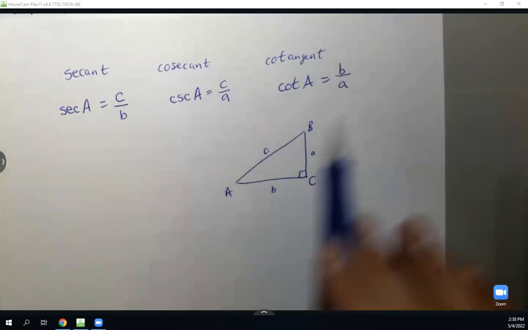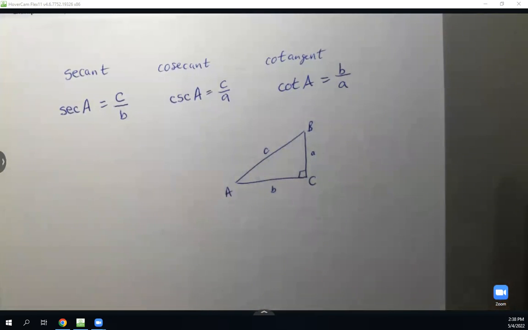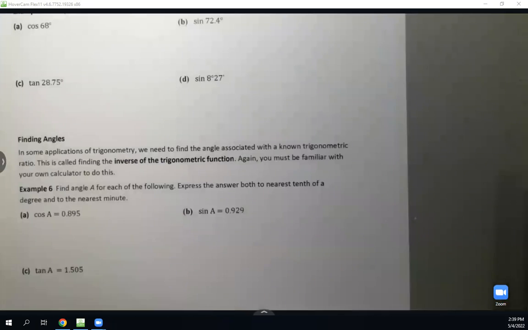There's no great benefit to those because they're just the reciprocals of ones we already have. In a trigonometry class, we study them mathematically, but in a practical sense, you can do the same thing with tangent, sine and cosine. You don't really need those for practical work. Okay.